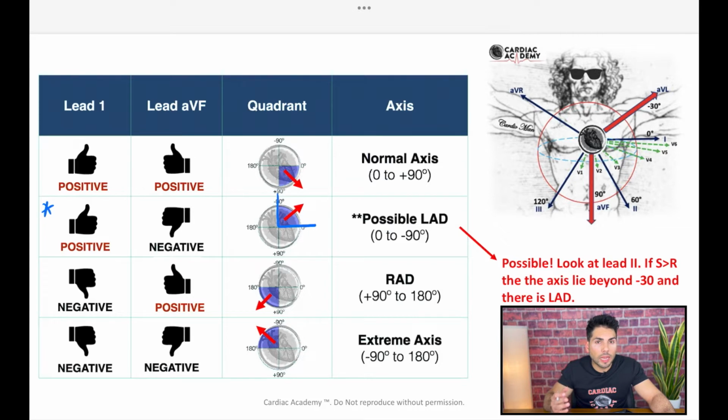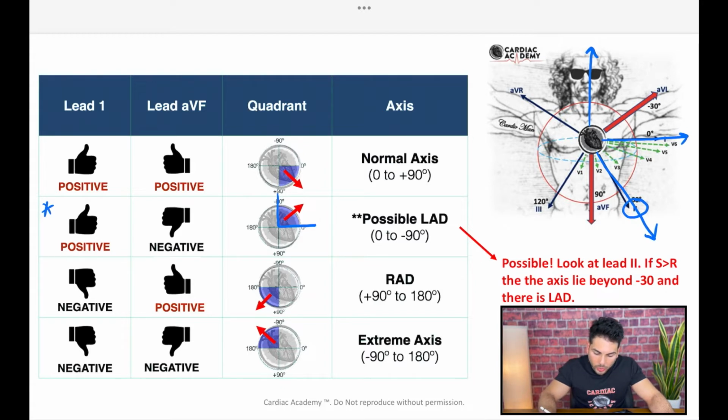For that, we look at lead 2. Let me show you how. So we're saying that in lead 1, we have a positive deflection. So that means that the wave of depolarization is going towards it. So let's draw that. So it's towards it. And then in aVF, it's negative. So it's going away from it. So away. Now, how do we know whether it's going beyond minus 30? So we look at lead 2. If we have a positive deflection in lead 2, that means that the wave of depolarization is going towards it, right? So it's going this way.